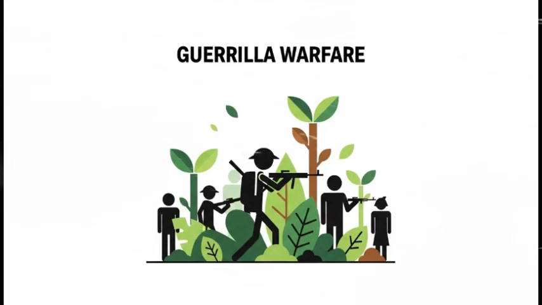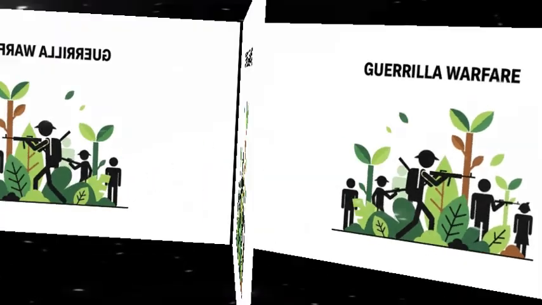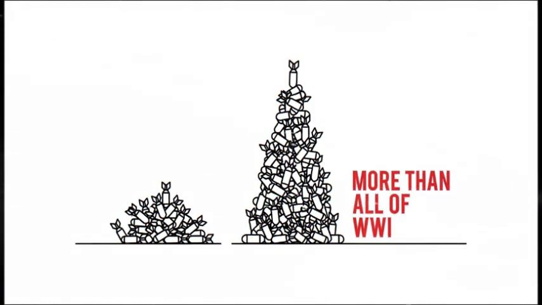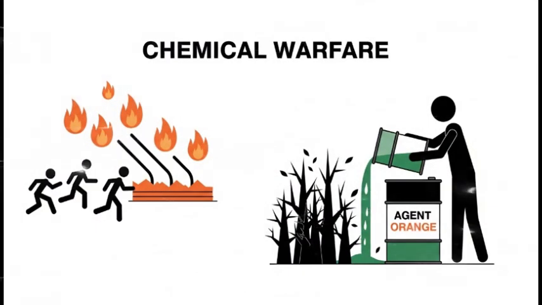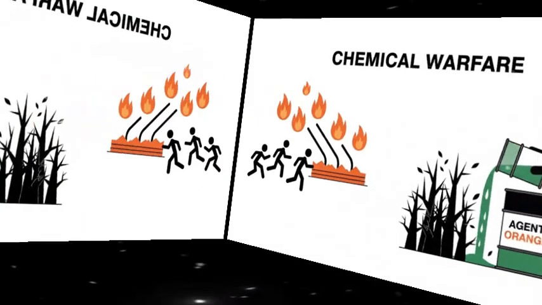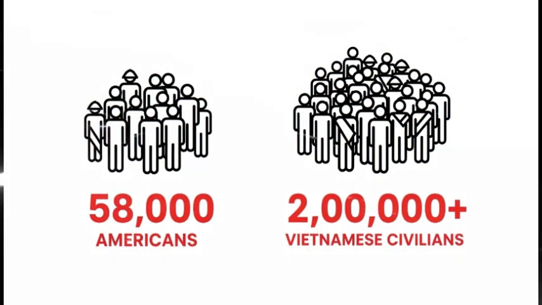It did not work. The North Vietnamese and Viet Cong used guerrilla tactics. They hid in jungles. They blended in with civilians. And they refused to give up. The United States dropped more bombs on Vietnam, Laos, and Cambodia than were used in all of World War II. They used napalm. They used Agent Orange, a chemical defoliant that poisoned the land and caused birth defects for generations.